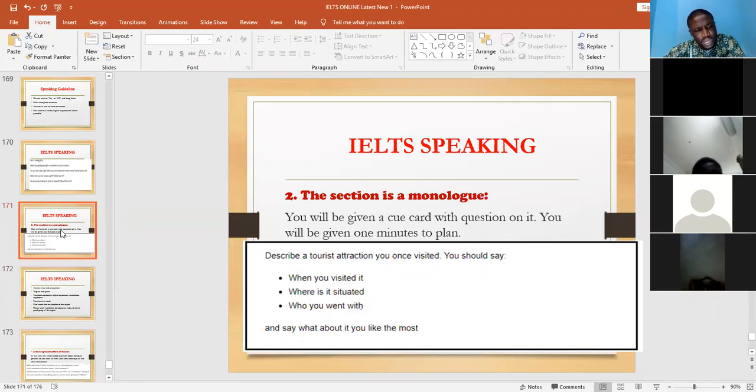So you are going to tell another story, but in relation to what you have been asked. Because if you are just going to say when you visited, I visited on the 25th. Where is it situated? In Lekki? No. You are going to tell the story around the situation. Who you went with, in company of friends and family.